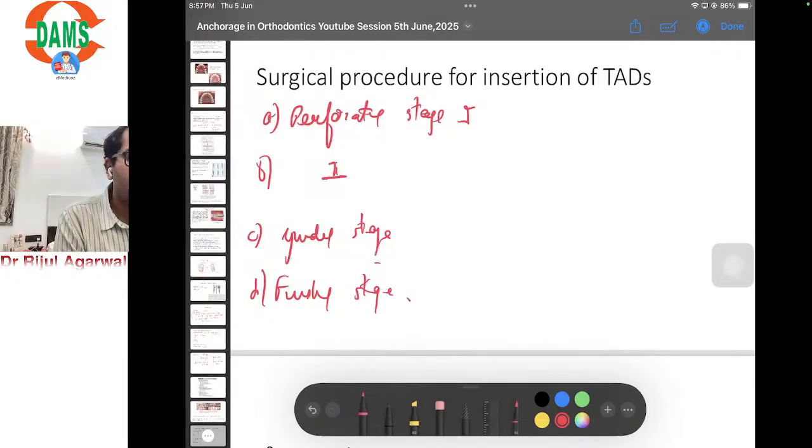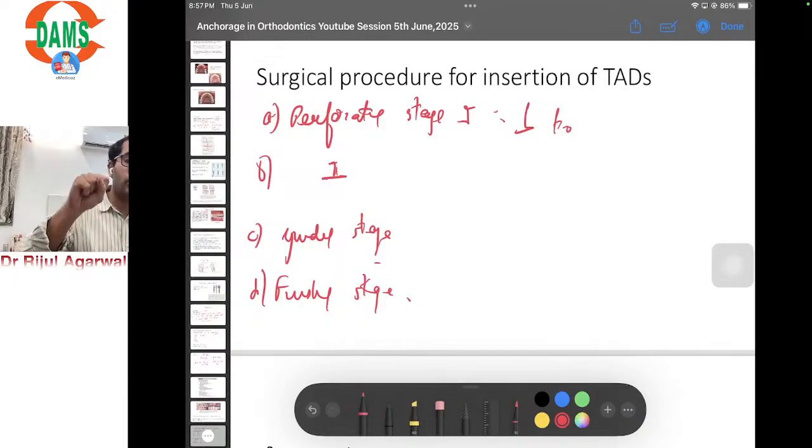So in perforating stage 1, what we do is we approach the cortical bone. Outside is the cortical bone. Supposedly we intend to place it interdentally between the first molar and the second premolar, that is between the 5 and 6. We approach it perpendicular to the cortical bone first to avoid slippage.